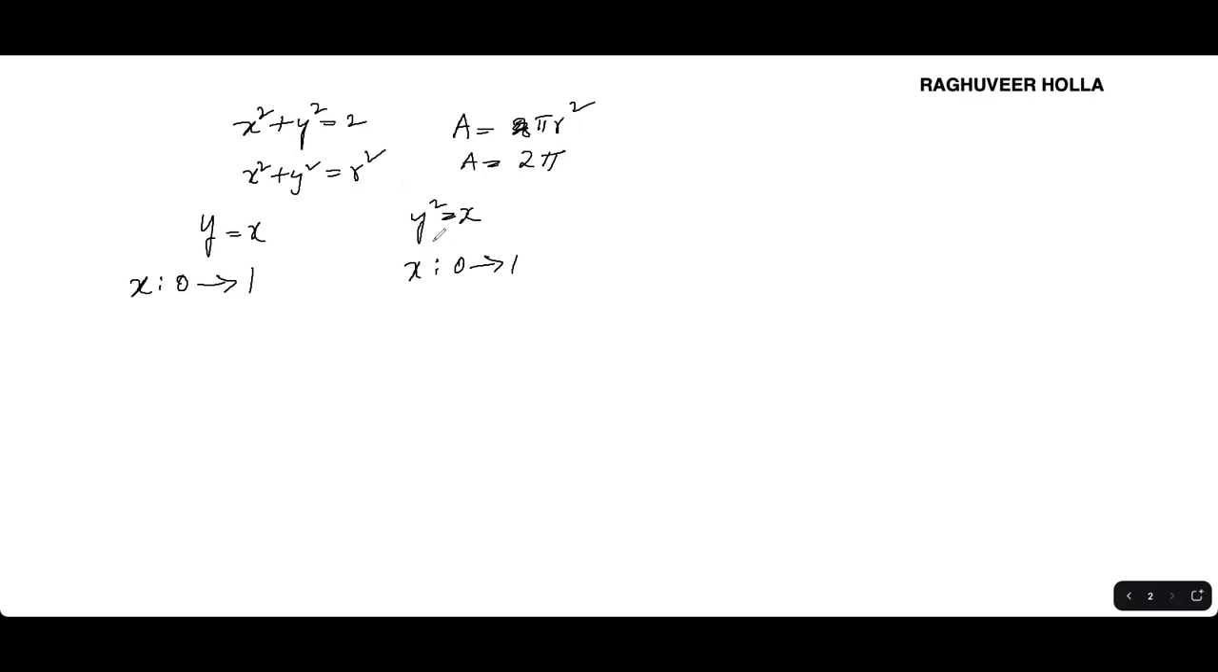So let us look at the required area. The required area will be 2 pi minus the area which is enclosed by y square is equal to x and y is equal to x. So this is what you need to find. Okay, so let us move further.